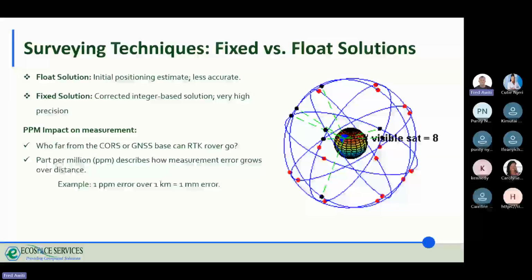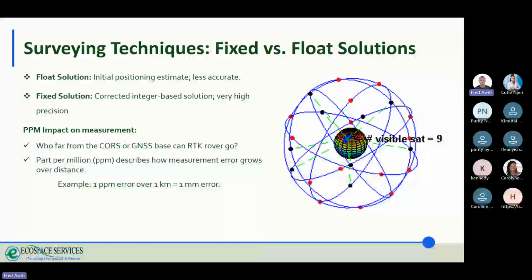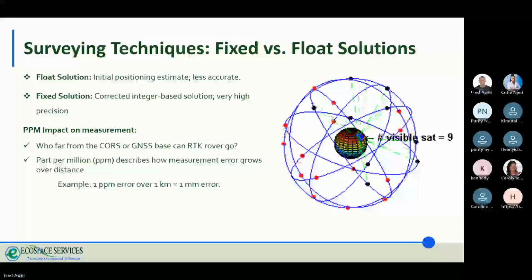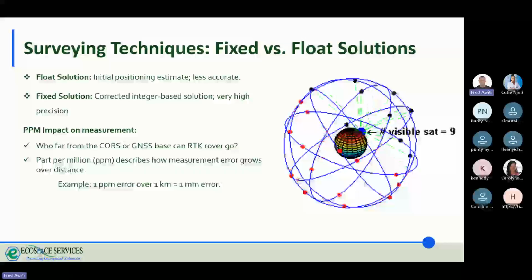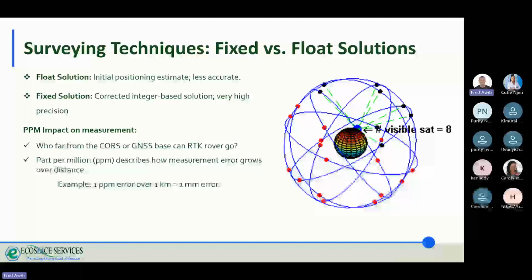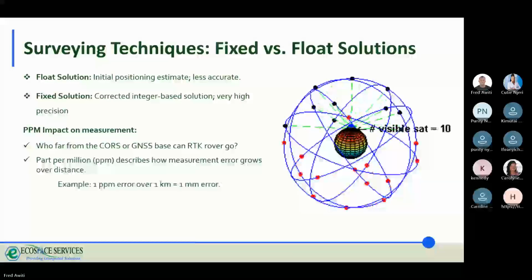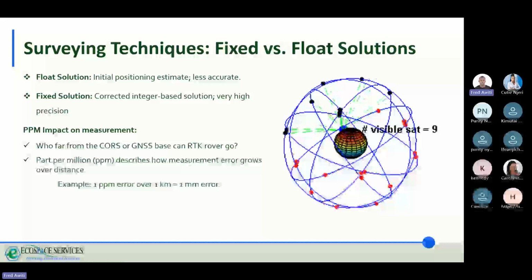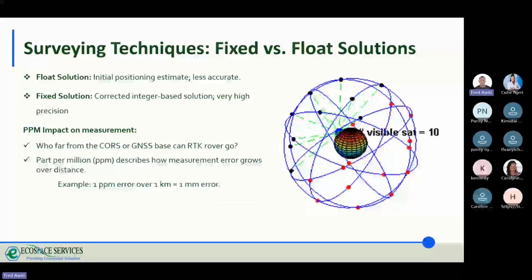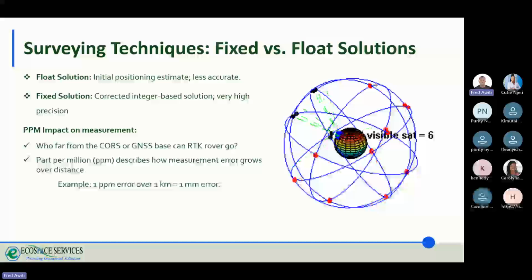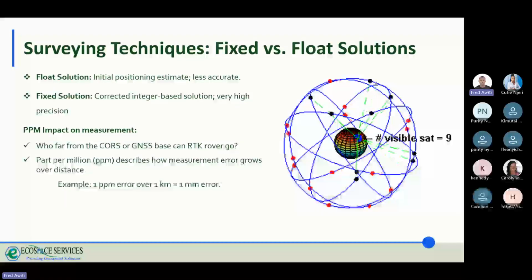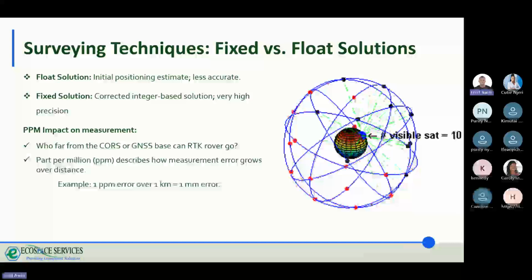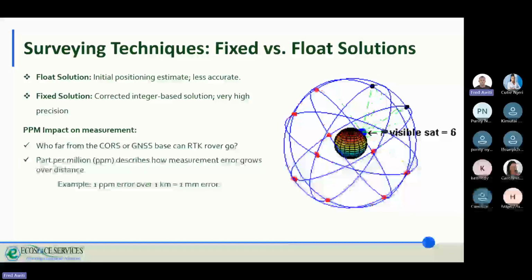The issue is not the distance that you're supposed to go. The issue is what accuracy do you get the more distance you travel from the base. Part per million means how the measurement errors that you are observing grow as you move away from the base. So the more you are from the base, let's say if you're 1 kilometer away from the base, the error you are likely to introduce into your measurement is 1 millimeter. So imagine you are 30 kilometers from the base, that is 3 centimeter error.